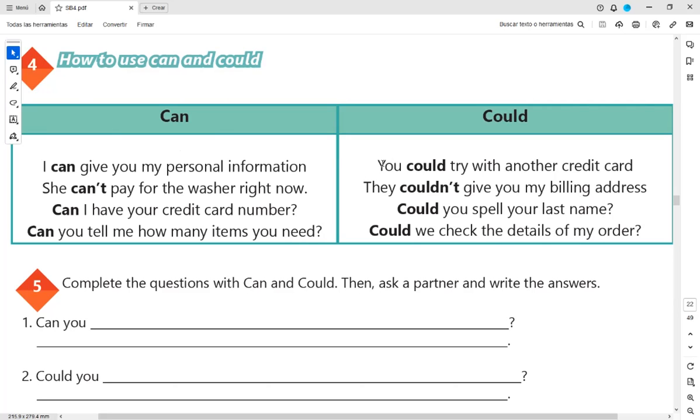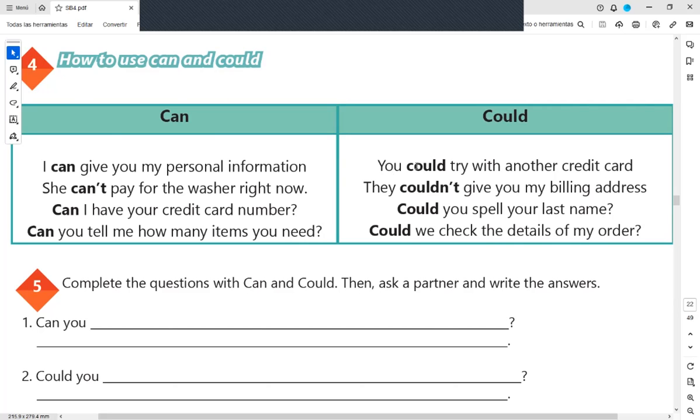But look at this one. You could try with another credit card. Okay, in this case, it's an advice. Es como un consejo. Okay? They couldn't give you my billing address. In this case, it's expressing something past. Ellos no pudieron. Okay? A past possibility in the negative form. Could you spell your last name? It's a request.